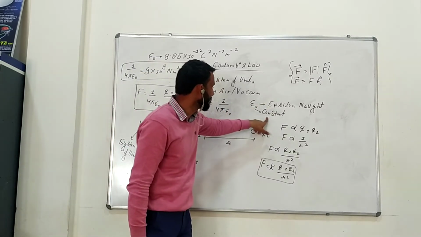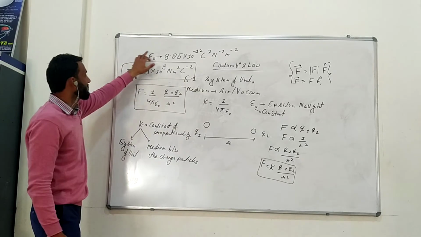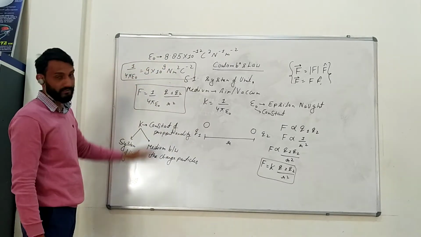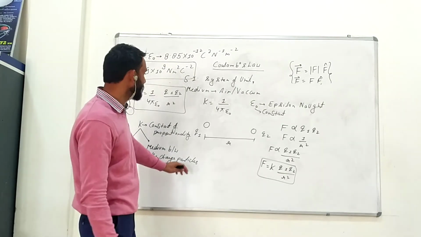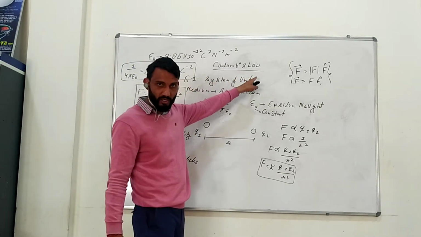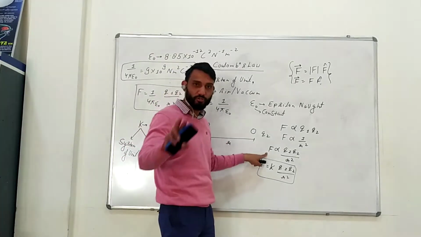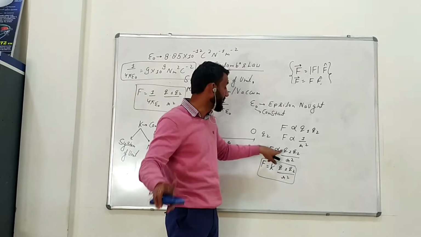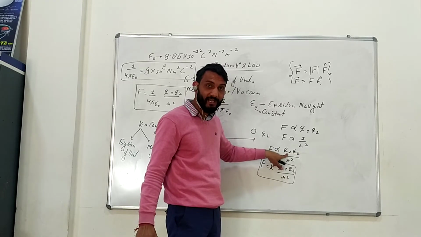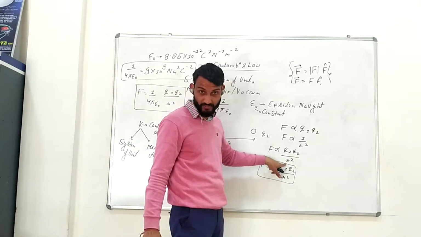This epsilon naught is a constant and its value is this much. Now, an important thing, as we understood from Coulomb's law, this force depends on two things: it depends on the magnitude of the charges, and it depends on the distance between them.